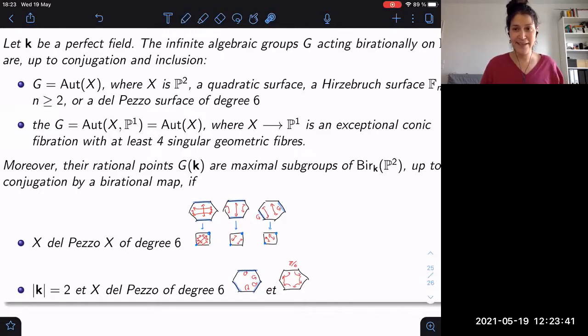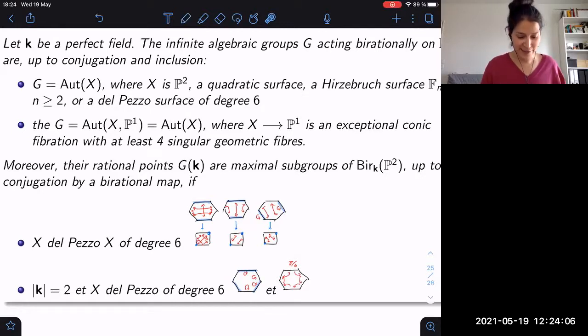The second case appears only when my field has only 2 elements. That's because in that case, the automorphism group of these 2 surfaces is so small that it has fixed points that are in general position. I can blow them up, contract something equivariantly, and then I can embed my automorphism group into the automorphism group of another surface.